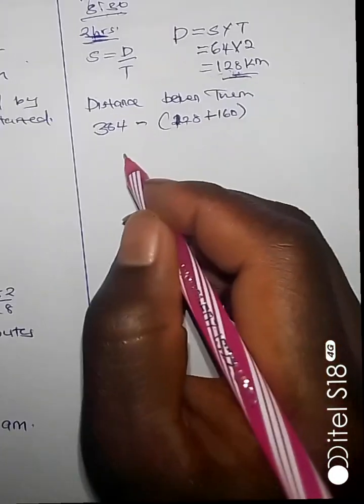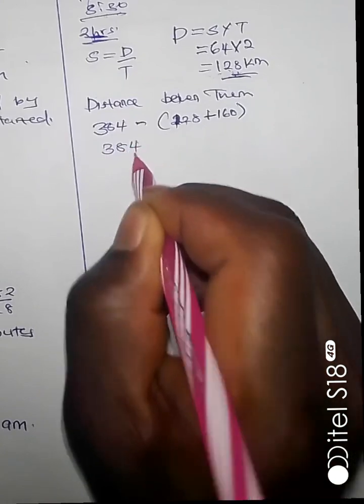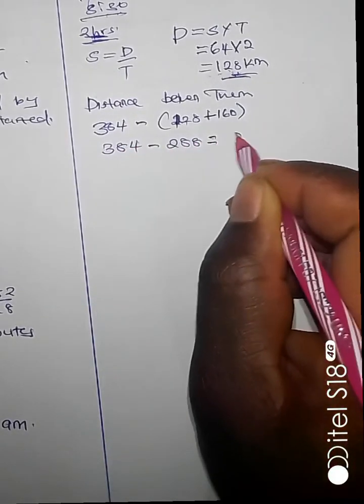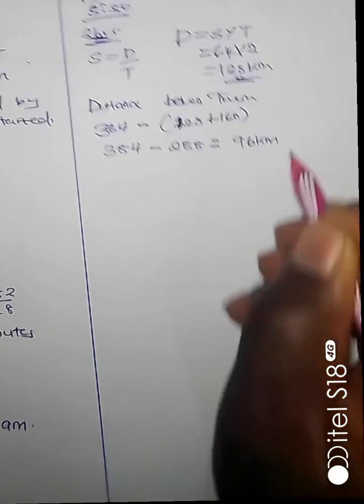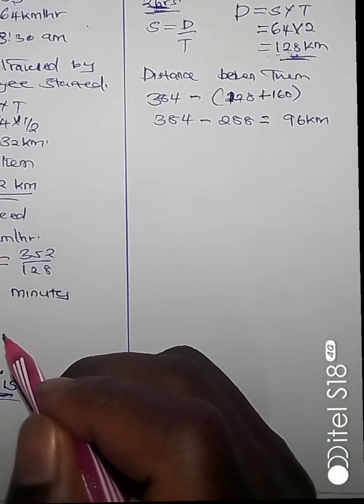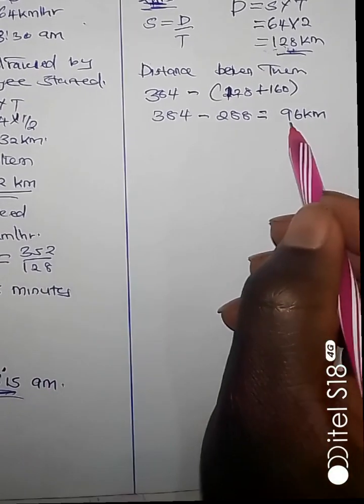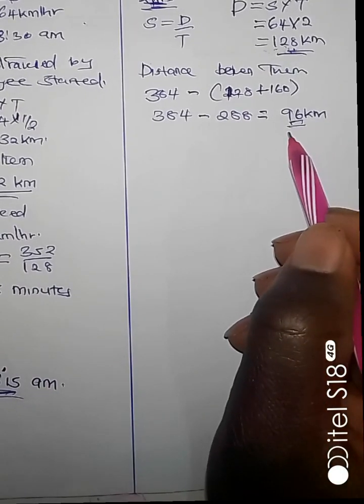Now it will be 384 minus 288 is equal to 96 kilometers. Now this is how far apart they were at 10:30. Now they were 96 kilometers apart.